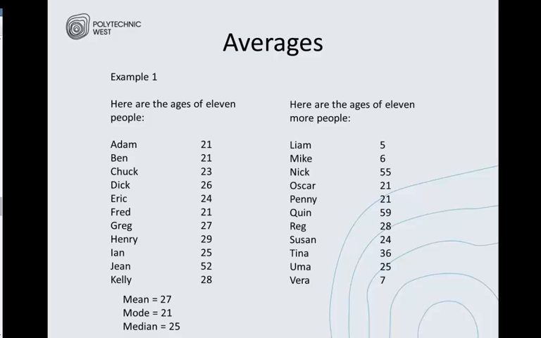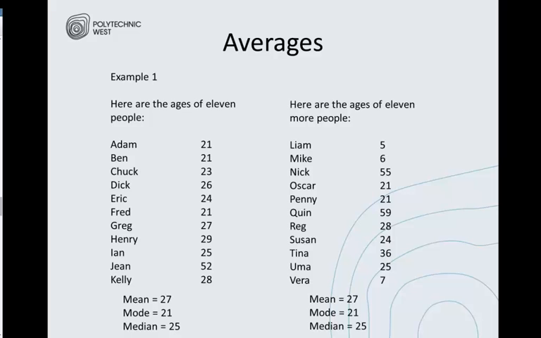Here's another set of data, 11 more people, and when I find the mean, mode, and median of this data, they're the same. The mean is 27, the mode is 21, and the median is 25. Now when you look at these two sets of data, you can clearly see that the second set is much more spread out than the first set. The ages range from 5 to 59, whereas in the first set the ages range from 21 to 52. So the second set is more spread out, but they both have the same averages.